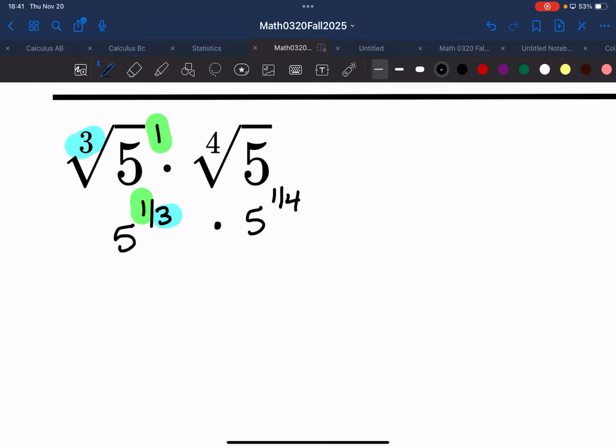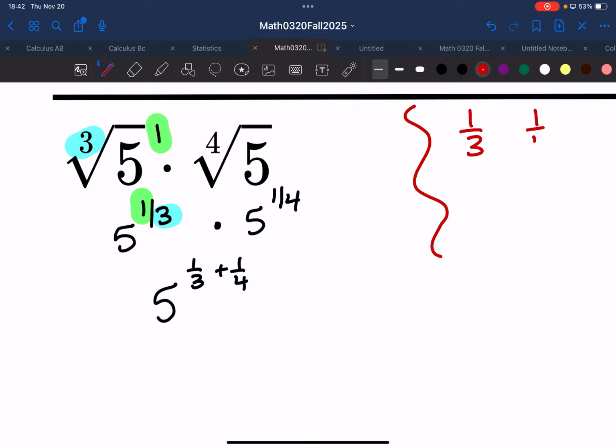Okay, so now that we read it like this, we have to think about properties of exponents. Properties of exponents say if we have the same base and we're multiplying, what can we do to the exponents? Add them together. So this is the same as saying 5 to the 1/3 plus 1/4. However, can I add them if they don't have a common denominator? No. Remember, to add or subtract, you have to find a common denominator, so I'm going to do that over here. I have 1/3 and 1/4. What would be their common denominator? 12, which means I need to multiply the first fraction by 4, and the other one by 3, top and bottom.